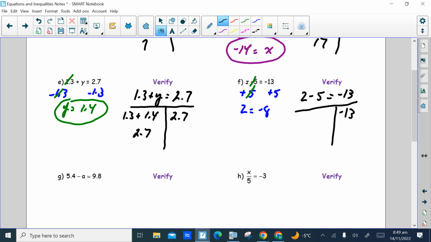The equal sign divides it up into two sides, the left and the right. The right side is negative 13. The left side, Z take away 5. The Z's replaced with negative 8. And negative 8 take away 5 is negative 13.